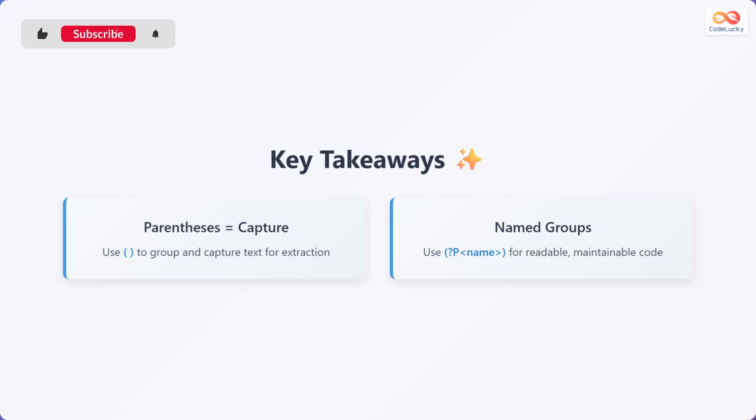Here are the key takeaways. First, parentheses equal capture. Use opening and closing parentheses to group and capture text for extraction. Second, use named groups. Use (?P<name>pattern) for readable and maintainable code.